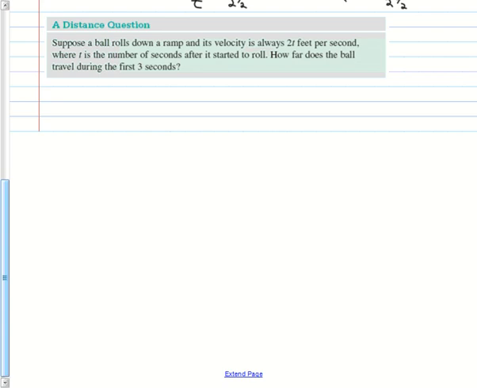Suppose a ball rolls down a ramp and its velocity is always 2t feet per second. T is the number of seconds after it has traveled. So this is how we're going to get the rate or the velocity part of our graph. How far does the ball travel during the first 3 seconds? Let's use the same approach if I do a graph of velocity versus time. Now the time I know is 3 seconds. 1, 2, 3 seconds. I know my time.